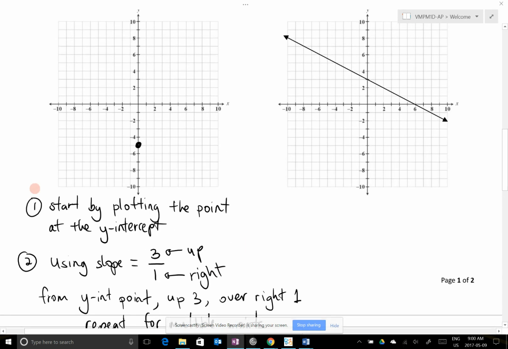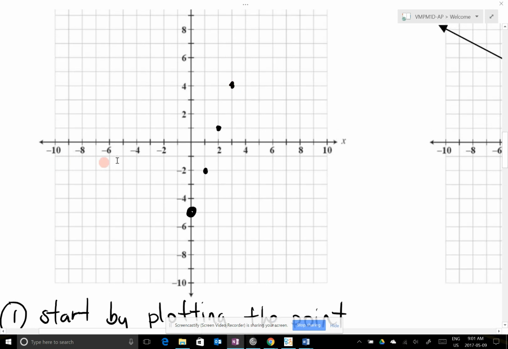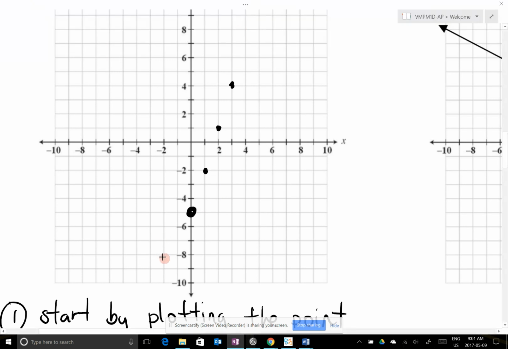Let's go to our graph. We're going to go up 3, so 1, 2, 3, then right 1. There we plot our next point. And we go up 3, 1, 2, 3, and then right 1. There's our next point. Up 3, follow the red dot, 1, 2, 3, then right 1. There's our next point. Then we can connect those points to make our straight line. So let's just draw a line. Here we go.